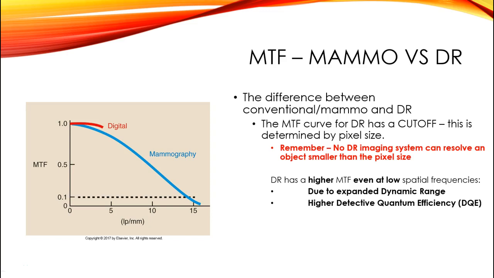And this is because the MTF is determined by the pixel size. Okay, so remember, no DR imaging system can resolve an object that's smaller than its pixel size. So DR has a higher MTF even at these low spatial frequencies here. And that is due to an extended dynamic range, okay, and due to what is called higher detective quantum efficiency, or DQE.